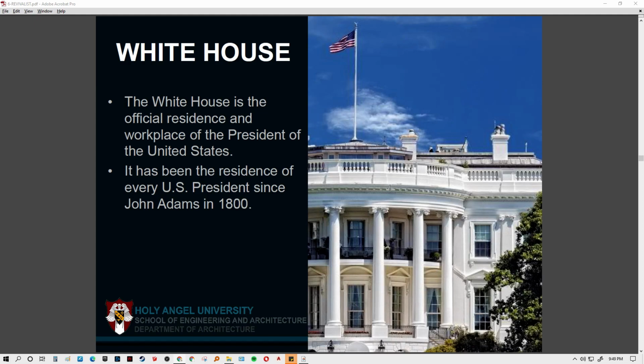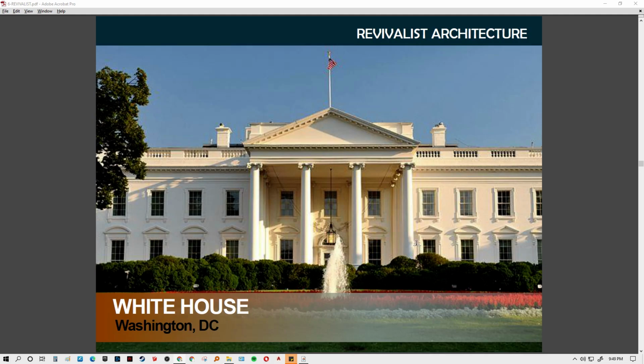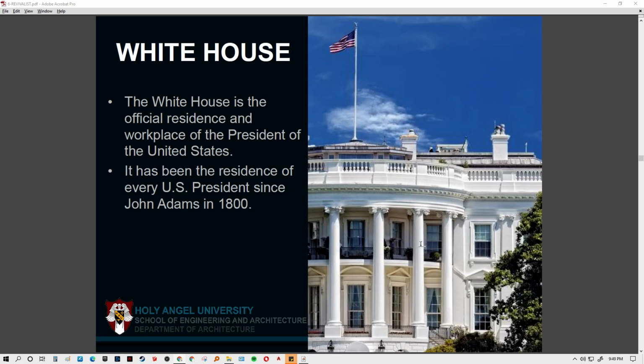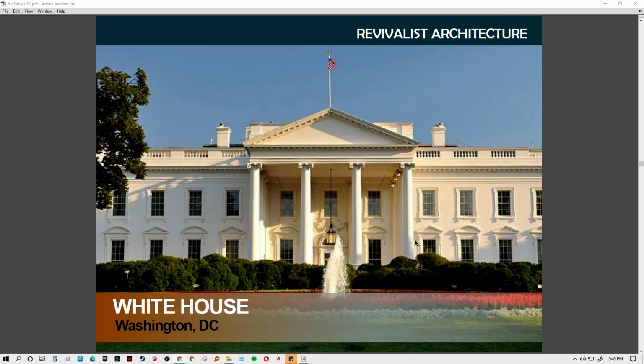So the White House is basically the residence of the president, and it has two bays. This is the front balcony of the building, and this is the rear part of the structure.